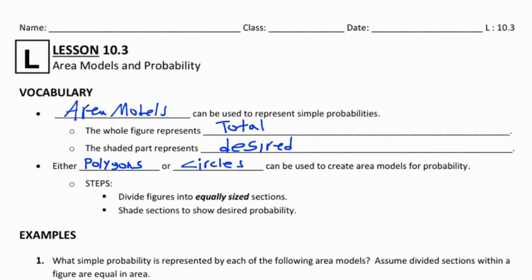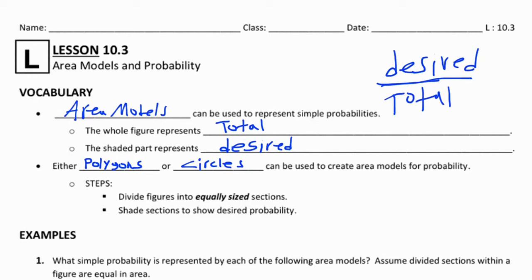Area models can be used to represent simple probabilities. Whenever we're doing these probabilities, the whole figure that you have is going to represent the total, so that would go on bottom. And then the area of what you're trying to find, the area of the shaded part, is your desired, which would go on top. Either polygons or circles can be used to create area models for probability. Like this gives you a visual portion of it to help you visualize.